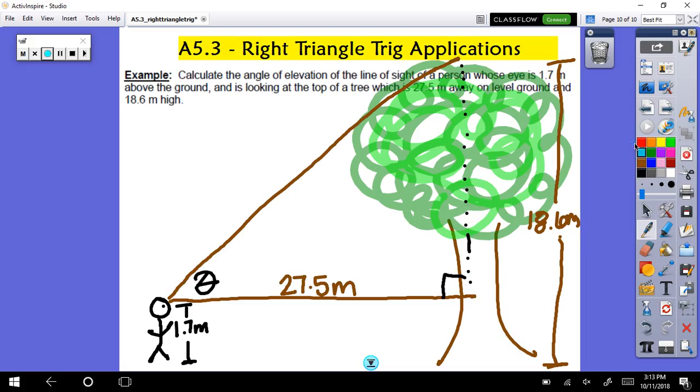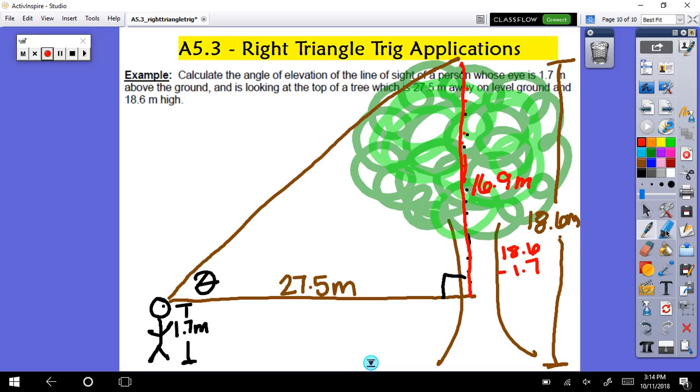Let me do that a little bit different color. All of my trees getting in the way. Darken that in. Now here's what we have to do. Because we know the tree is 18.6 meters tall and the person's eye is 1.7 meters above the ground, we actually have to subtract 18.6 minus 1.7, which gives me 16.9 meters. That's the actual tree height to the top. So then it becomes an easy problem.